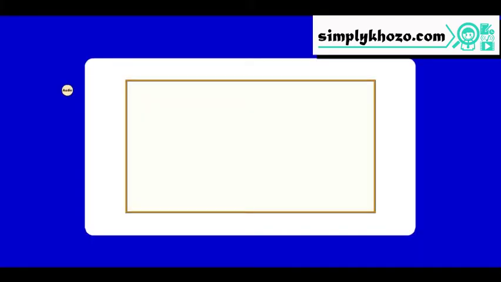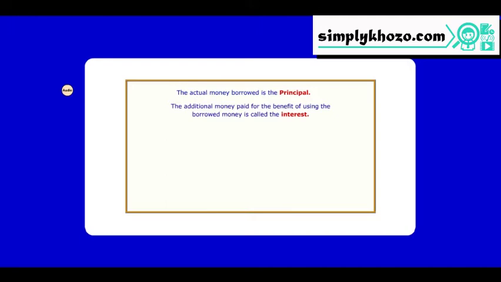When the borrowed money is repaid, in addition to the borrowed amount, some additional money is also paid for using that money. The actual money borrowed is the principal. The additional money paid for the benefit of using the borrowed money is called the interest.